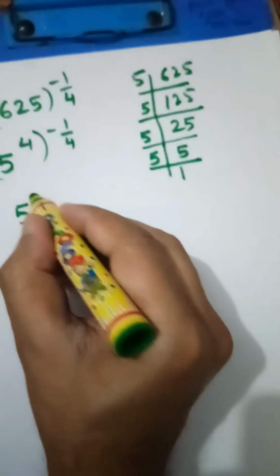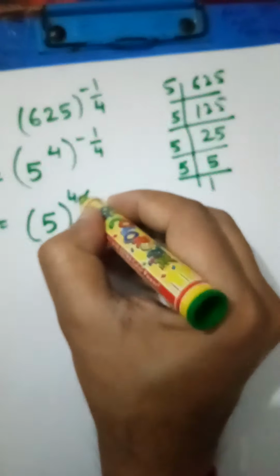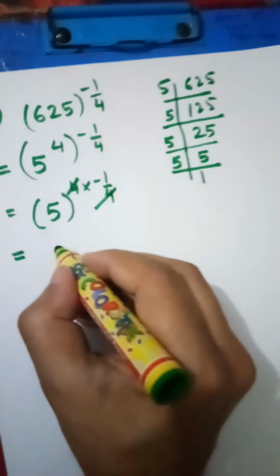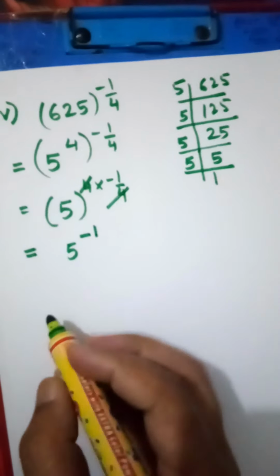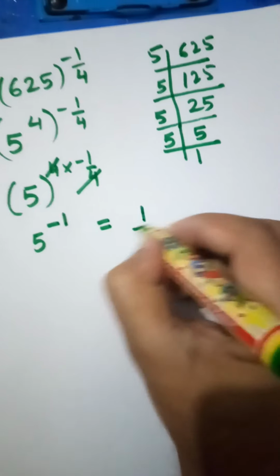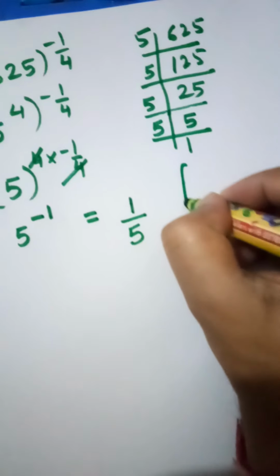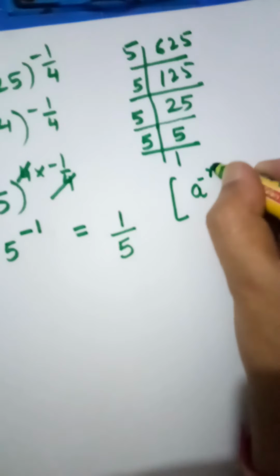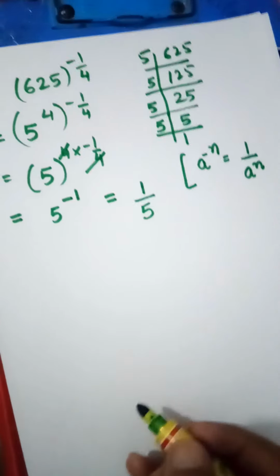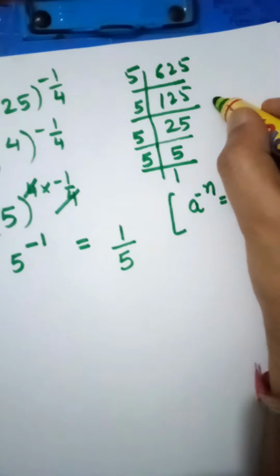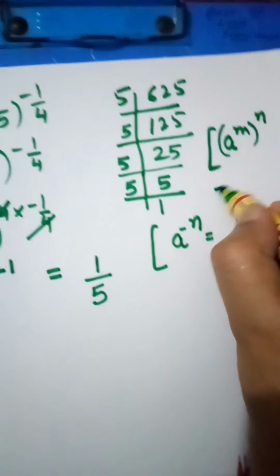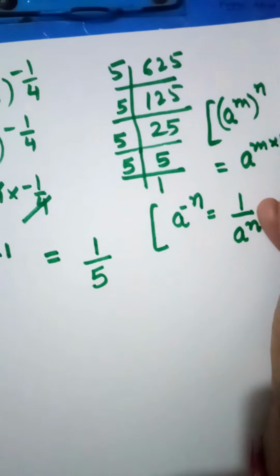Use the same law of exponent for powers. It is 4 into minus 1 upon 4. Cut 4 and 4 easily, and you will get 5 raised to power minus 1. I told you how to change a negative power. It can be changed to 1 upon 5. The law used here is a raised to power minus n is equal to 1 upon a raised to power n. And in the previous part the law was a raised to power m, whole raised to power n, is equal to a raised to power m into n.